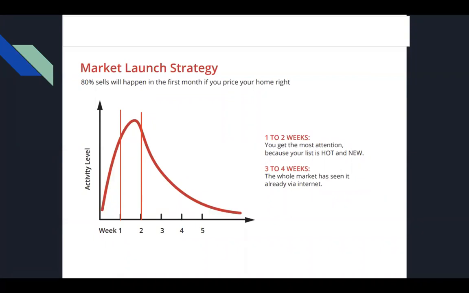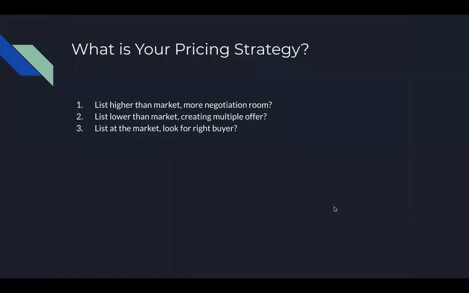So the longer it waits on the market, the fewer people are going to look at it, because people are going to wonder how come this house is on the market for so long and nobody bought it, right? There must be some problem with it, or the seller is probably very stubborn on the price. So you have to determine your pricing strategy depending on the market.